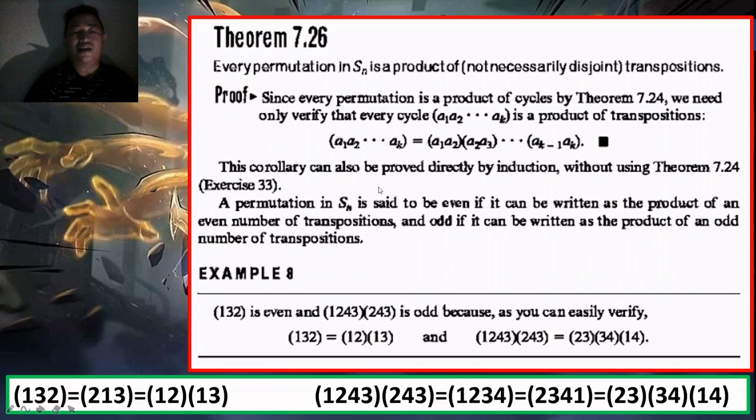Okay. So this corollary can also be proved directly by induction without using Theorem 7.24; that will be an exercise. Next, a permutation in Sn is said to be even if it can be written as the product of an even number of transpositions. If there are two transpositions multiplied together, it is even, but if there is an odd number of transpositions, the permutation is odd. So this 1, 3, 2 is even, since it is 1, 3 times 1, 3 times 3, 2, as a product.